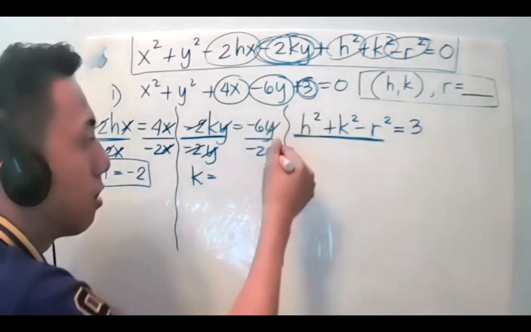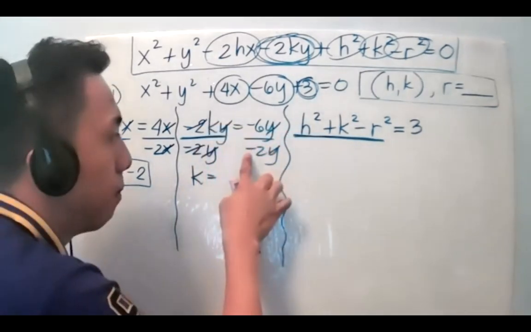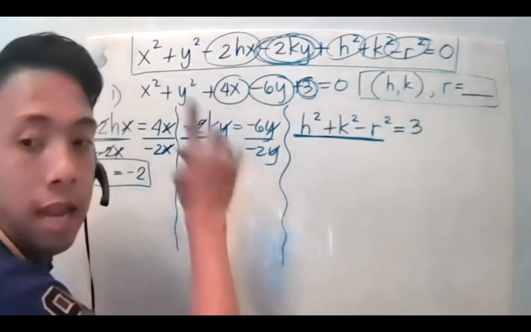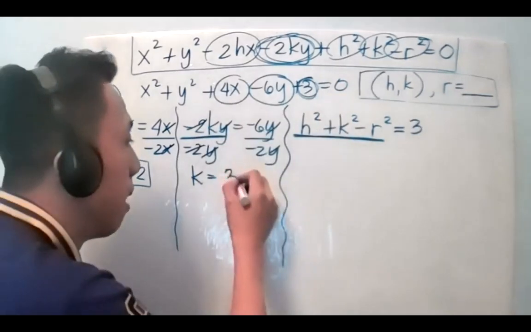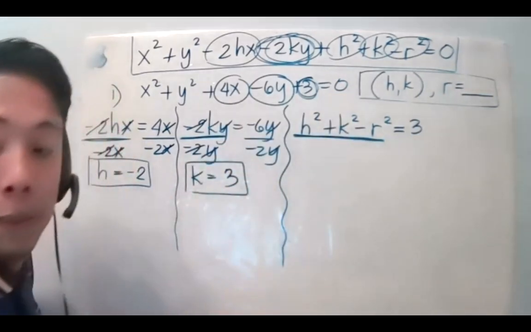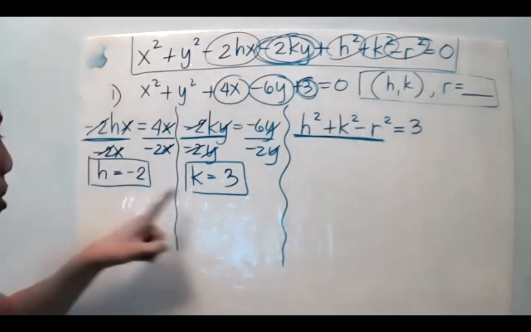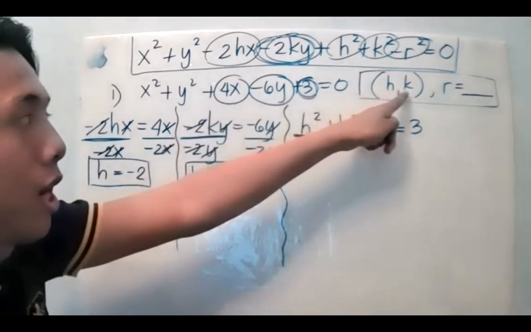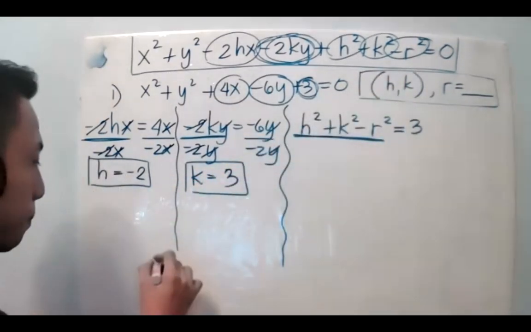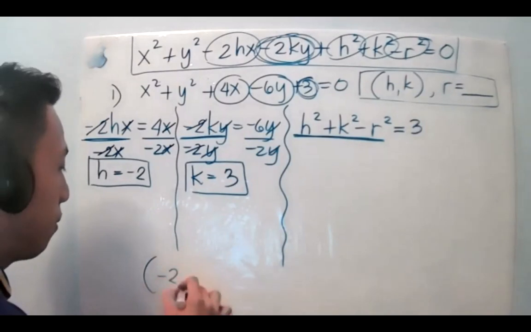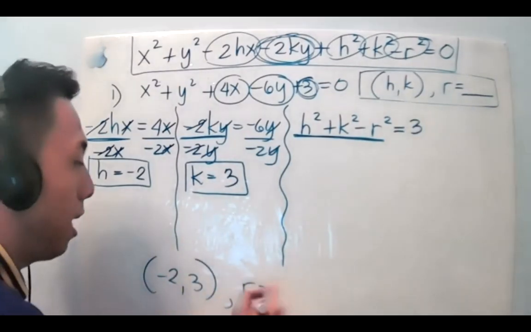y, cancelled, cancelled. Now, negative 6 divided by negative 2, negative divided by negative is positive. 6 divided by 2 is 3. Tama? So we have now h and k. Nahanap natin si center. Our h, k is negative 2 and 3. Negative 2 and 3 si center.